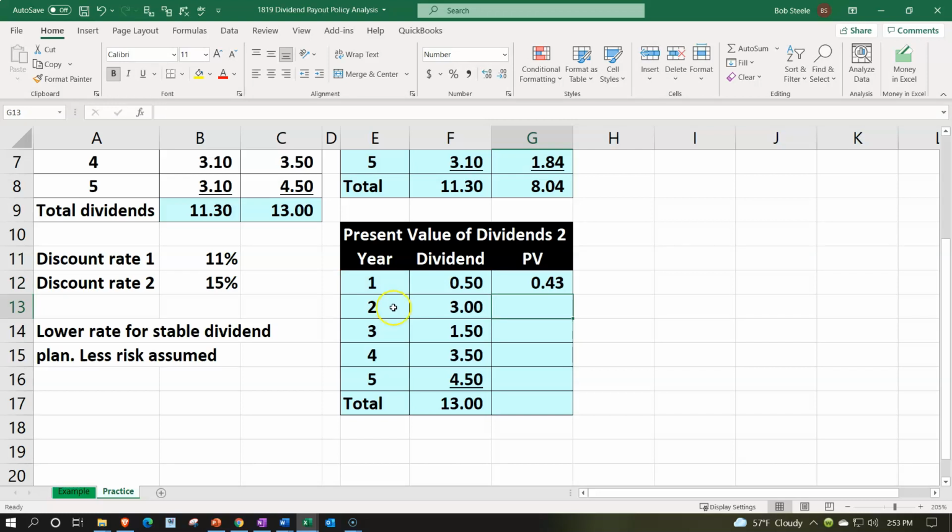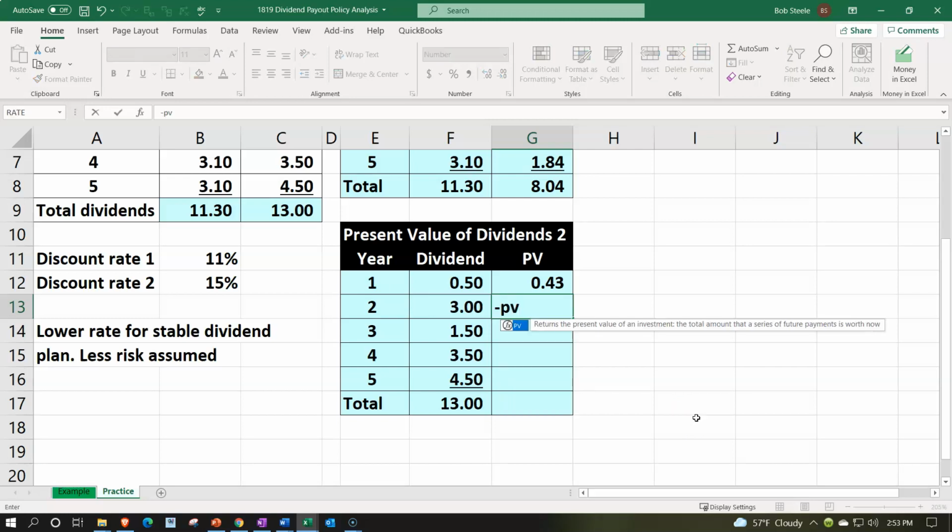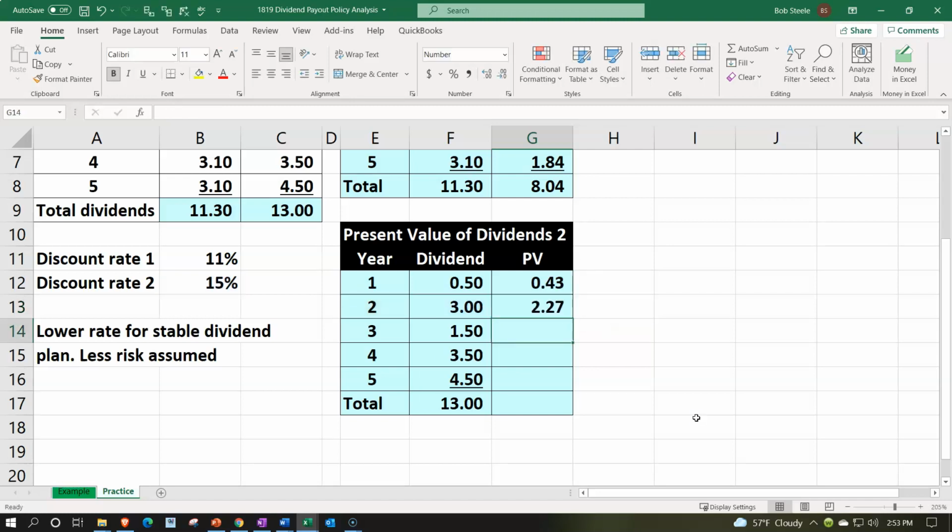Now the second one, it jumped up to $3 in year 2, but we got to present value that back 2 years. So I'm going to say negative present value, shift 9, rate is going to be that 15%, comma, number of periods, and I didn't absolute reference it. I'm going to do a couple of these a little bit more quickly. Number of periods 2, comma, comma, future value is that 3, enter. And then it goes back down to 1.5, which is that volatility, which is the result of us using the higher rates. So let's do one more, negative present value, shift 9, rate.